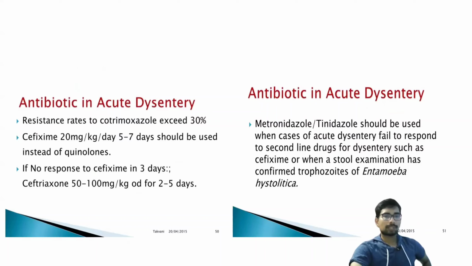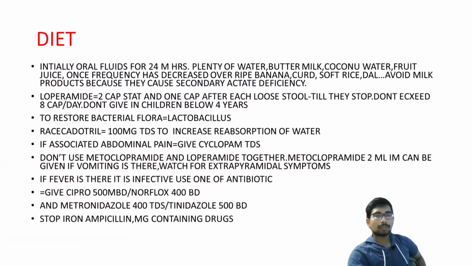If no response to cefixime in 3 days, we can use ceftriaxone 50 to 100 milligram per kg OD for 2 to 5 days. Antibiotic in acute dysentery: metronidazole or tinidazole should be used when cases of acute dysentery fail to respond to second-line drugs for dysentery such as cefixime, or when stool examination has confirmed trophozoites of Entamoeba histolytica.